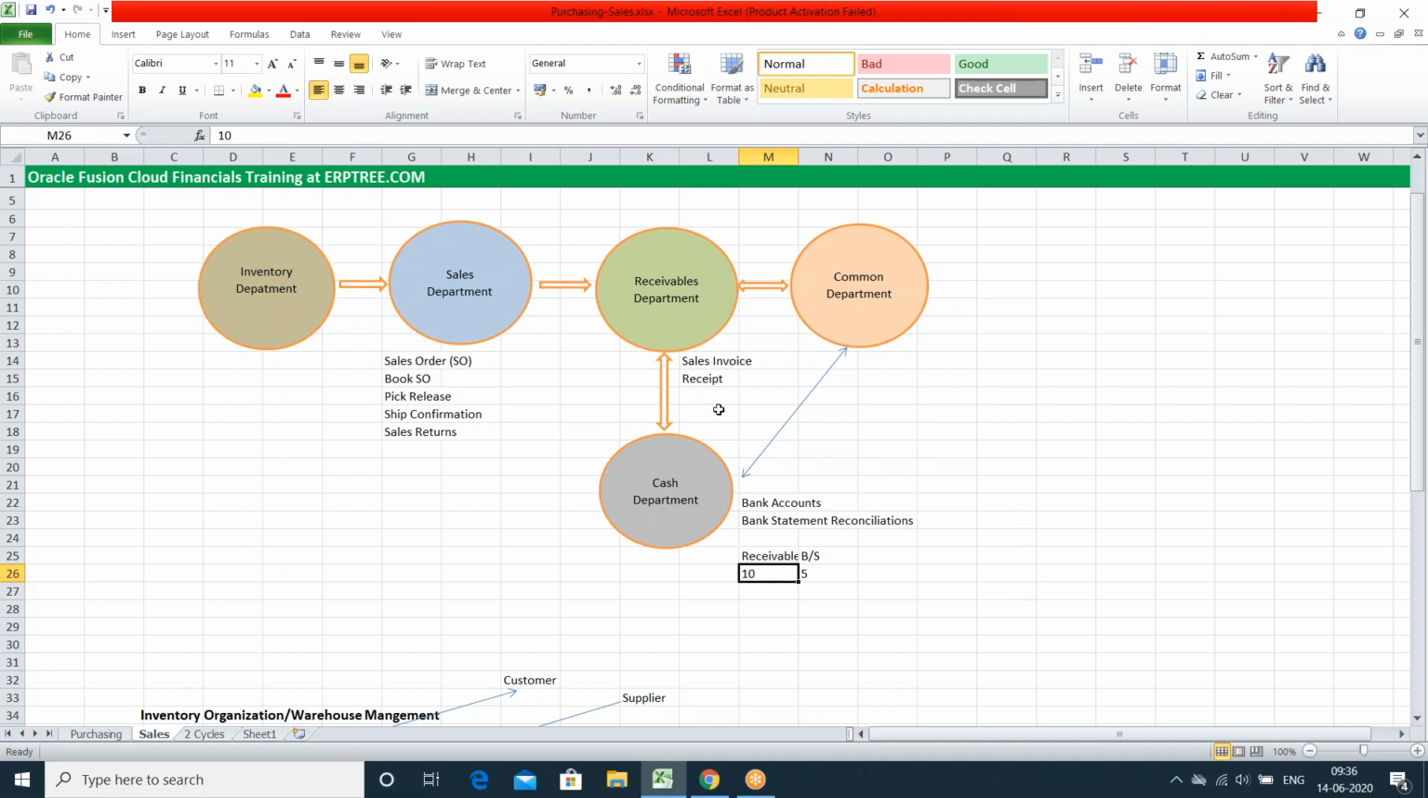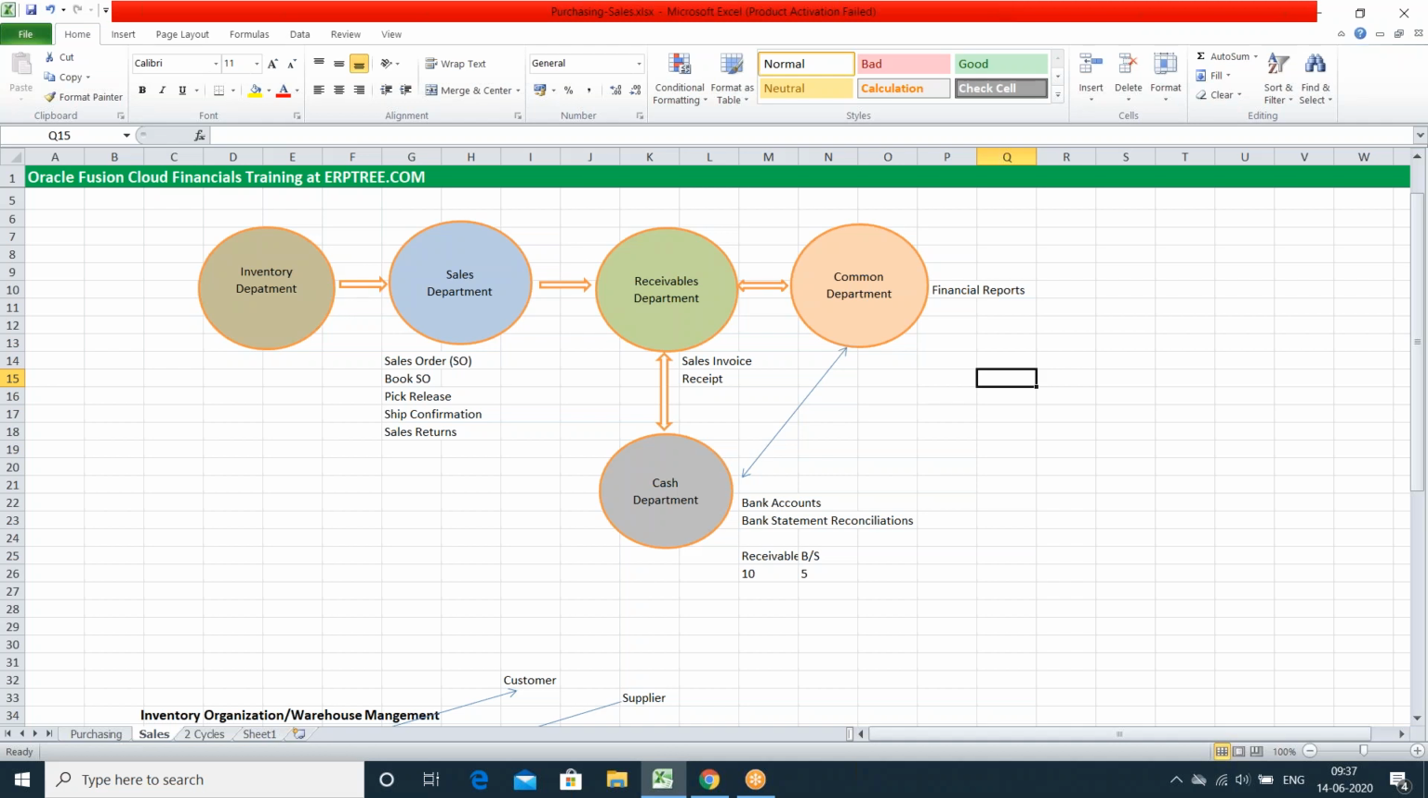And finally, all the departments should share this information with the common department to prepare the financial reports. All the departments should share the information with the common department so that the common department can prepare the financial report by collecting the data from all the departments.